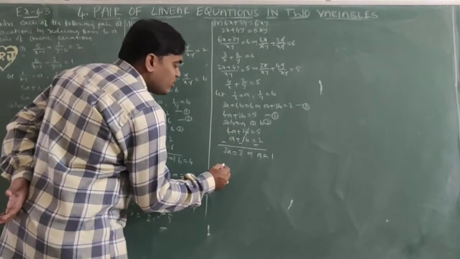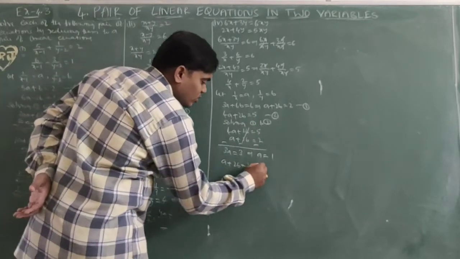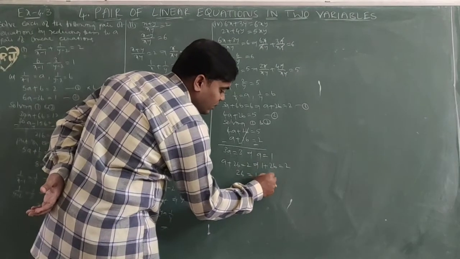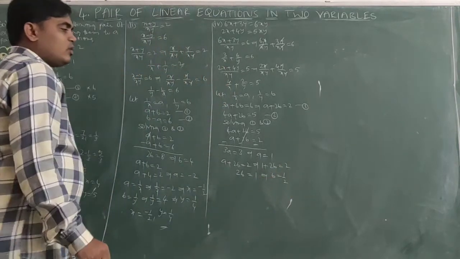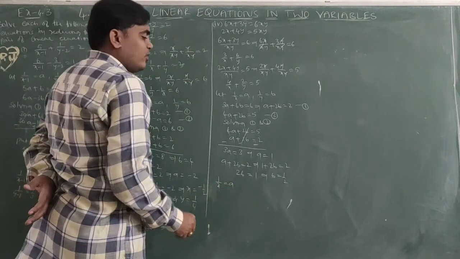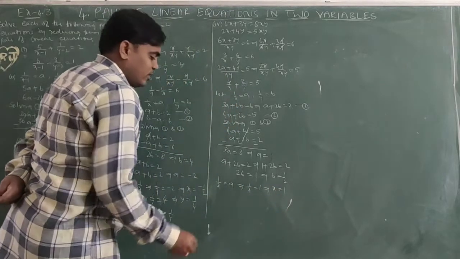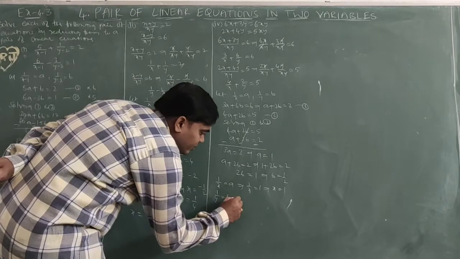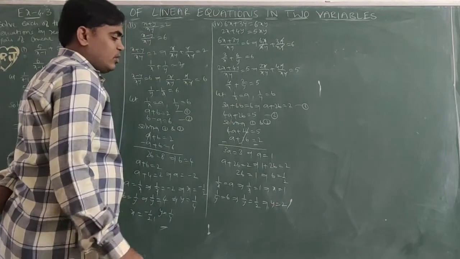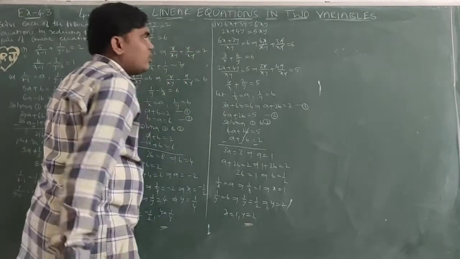Next, a plus 2b equal to 2, with a value 1: 1 plus 2b equal to 2, 2b equal to 2 minus 1, which is 1, so b equal to 1 by 2. Now 1 by x equal to a, and a is 1, so 1 by x equal to 1, x is also equal to 1. Next, 1 by y equal to b equal to 1 by 2, so y equal to 2. Therefore x equal to 1, y equal to 2. Next one.